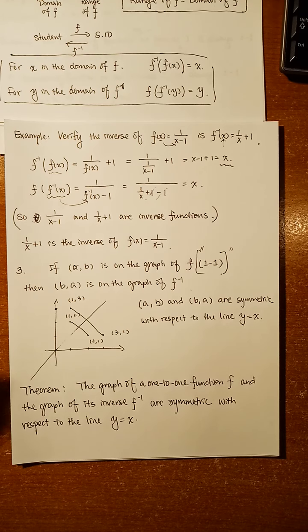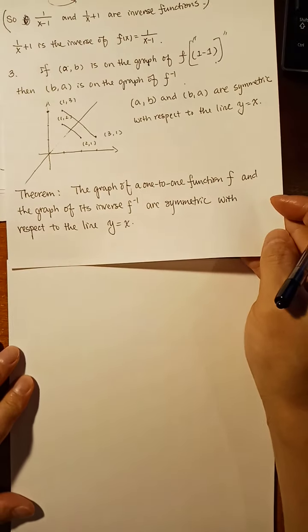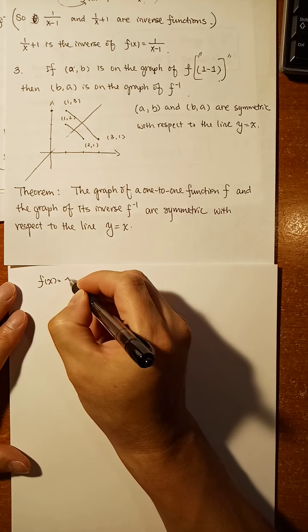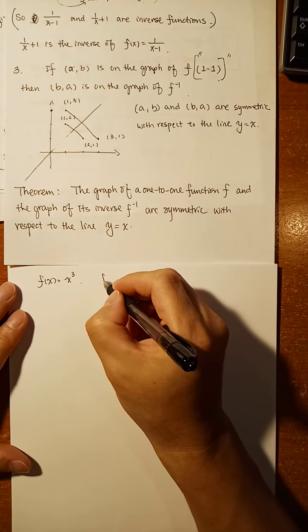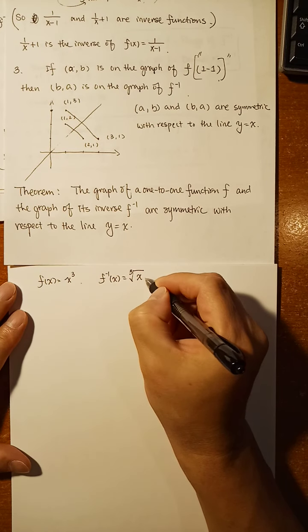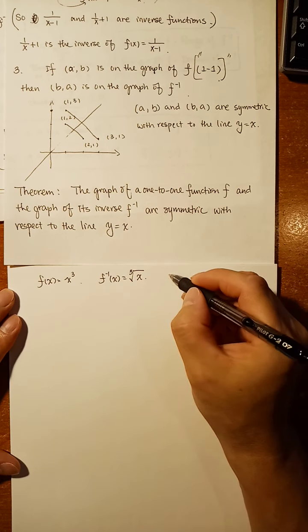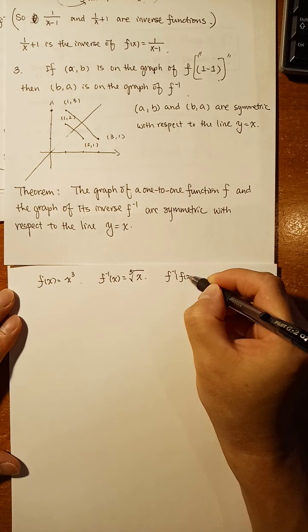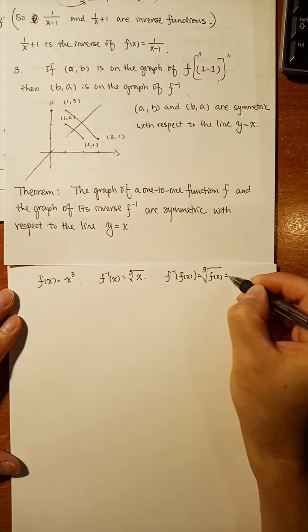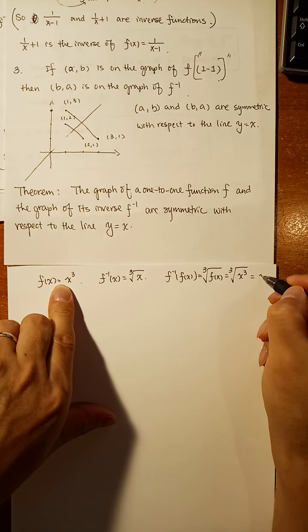Okay, so for example, let's just see the example. If we have f(x) equal to x cubed, then you can see that f inverse of x is the cube root of x. You check that they are really inverse to each other. You check f inverse of f(x) is the cube root of f(x), which is the cube root of x cubed. f(x) is x cubed. Cube root of x cubed is x.